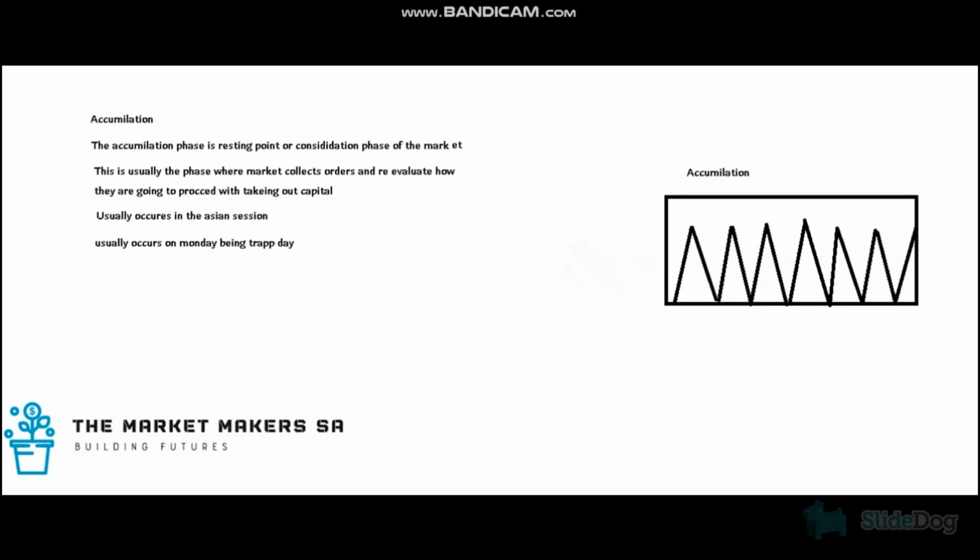For our strategy, Monday is usually a day we don't trade, but we evaluate the market, because there's a lot of trap days. It's a slow day. It's an accumulation day. So that is accumulation. It's when the market goes sideways, as you see with the box, where there's no movement of price and the market is collecting orders. Move on to the next.